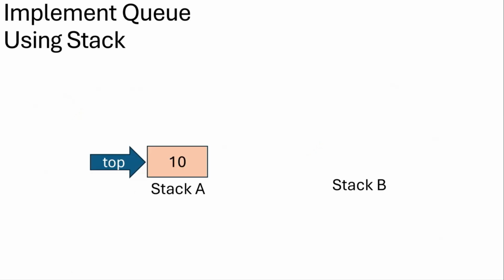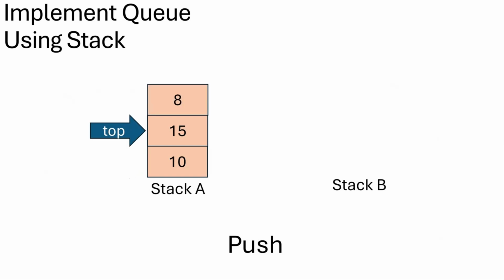Now, in this problem statement, we are given two stacks, stack A and stack B. Let's understand how we can perform each operation like a queue using these two stacks. For example, push. When we add a new element in a queue, the new element gets added to the end. Similarly, in a stack also, the new element gets added to the end. So when we do the push, it is actually just adding the element to the end of the stack. That's why the complexity here is O(1).